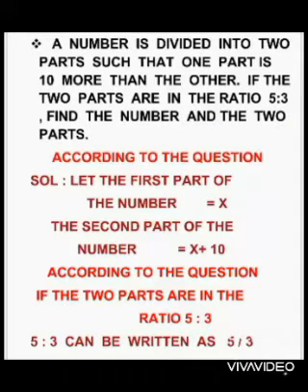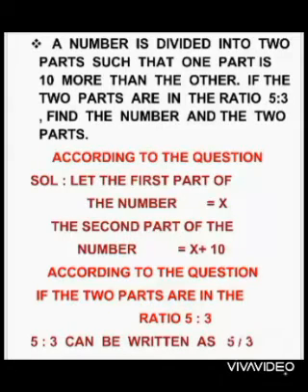Okay children, as per the statement, a number is divided into two parts such that one part is 10 more than the other. Let us first consider the first part of the number to be x. And the second part of the number is 10 more than the other, so you can write it as x plus 10, isn't it? According to the statement, the two parts are in a ratio 5:3. So let us calculate the number and the two parts.